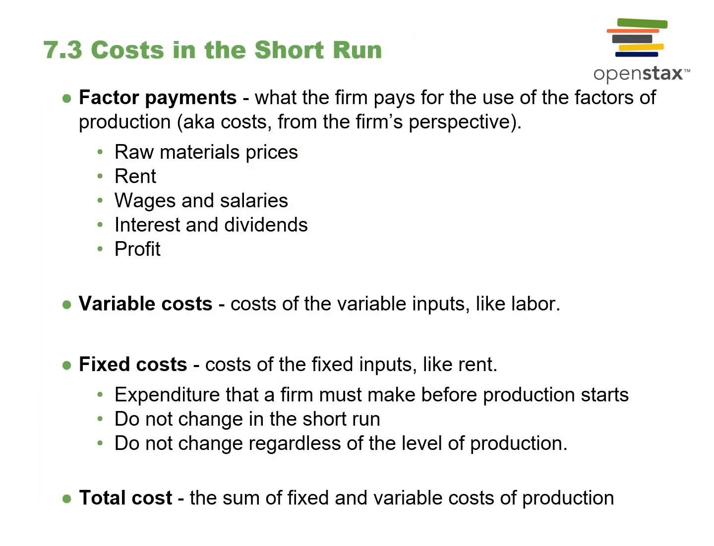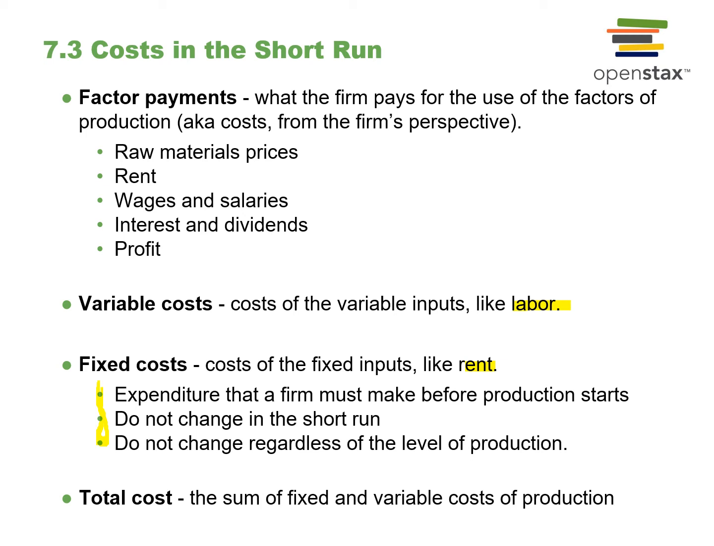Costs in the short run have factor payments. This is a list: raw materials, rent, wages, salaries, interest, and dividends and profits. And then you have variable cost. The most typical is labor. Fixed costs are the costs of fixed inputs like rent, and these are the properties of it. So you may want to consider that test-wise.